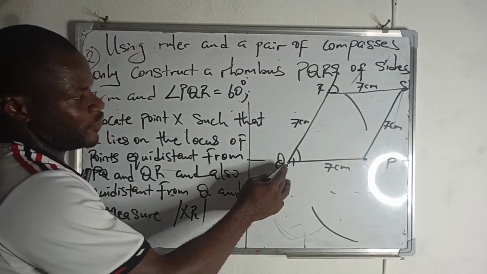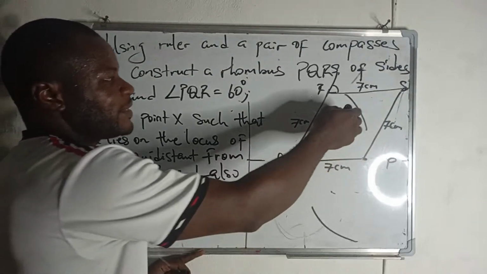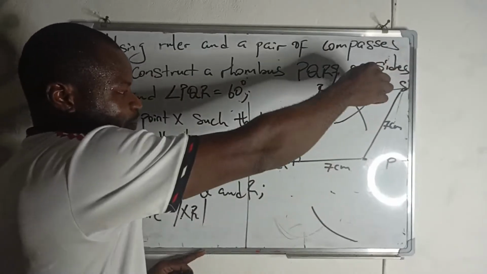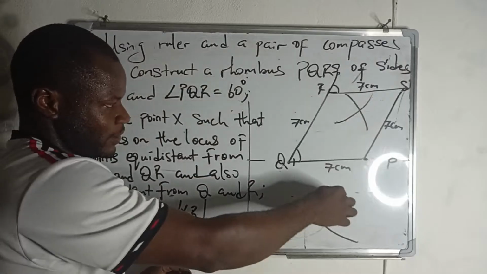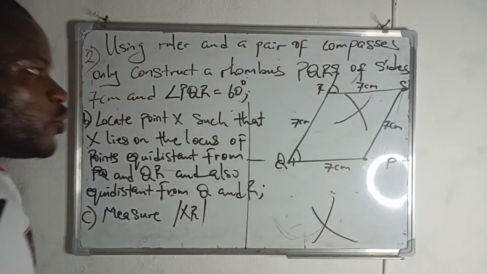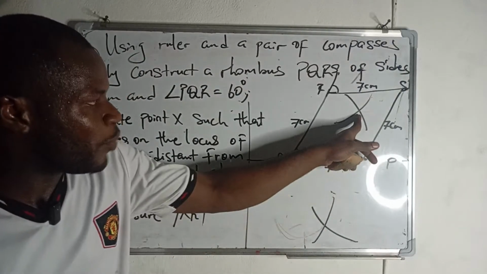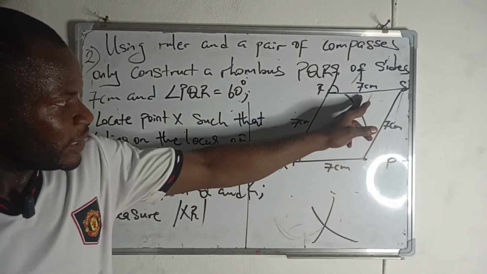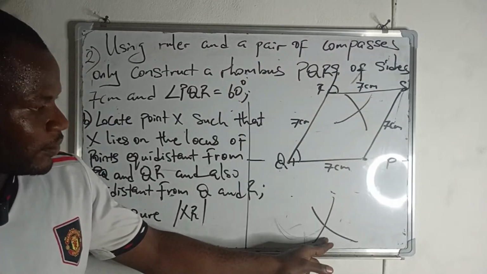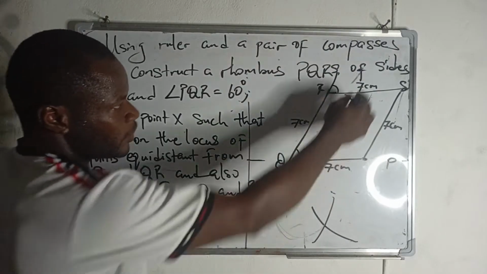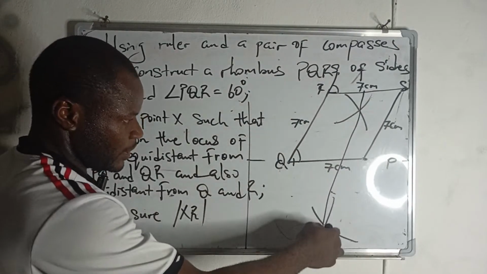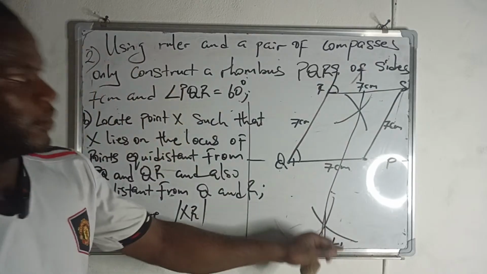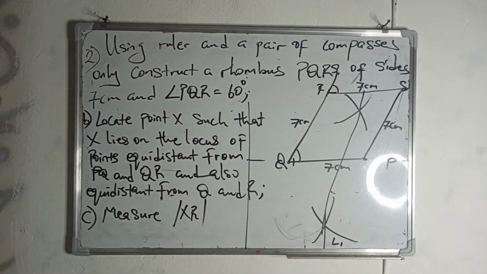So now at point Q, you still make the same thing. You cut the previous arc here, then up and down. Remember, the points you are now targeting are these 2 points. Make sure that you draw a line that will run straight to this particular intersection and end here. So with your ruler, you draw a line. Now this is our locus 1, L1. This is the locus 1 we expected to construct.